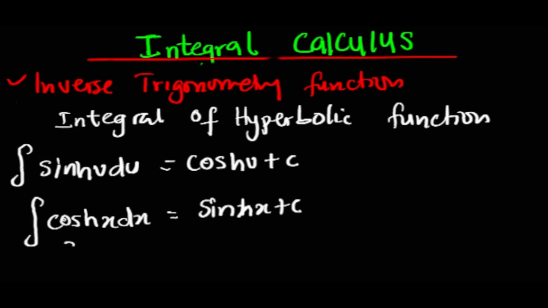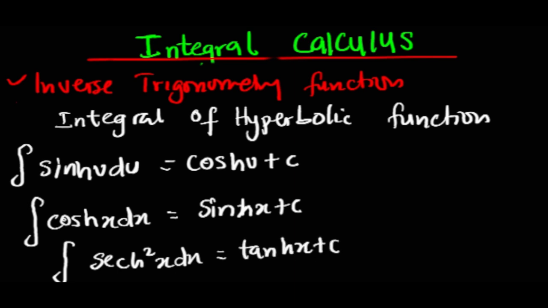Then the following one, you are given the integral of sech squared x dx. Here it is going to give us tanh x plus c. That's the hyperbolic function tanh plus c. That's what you're going to have.